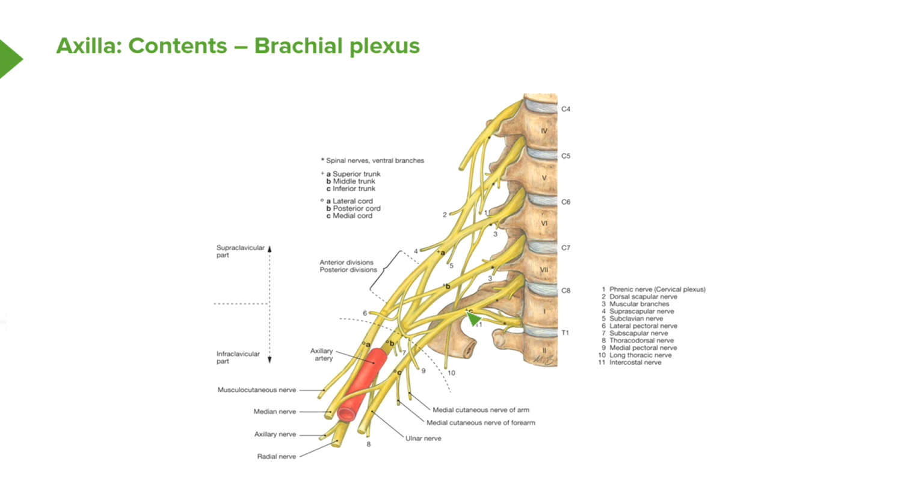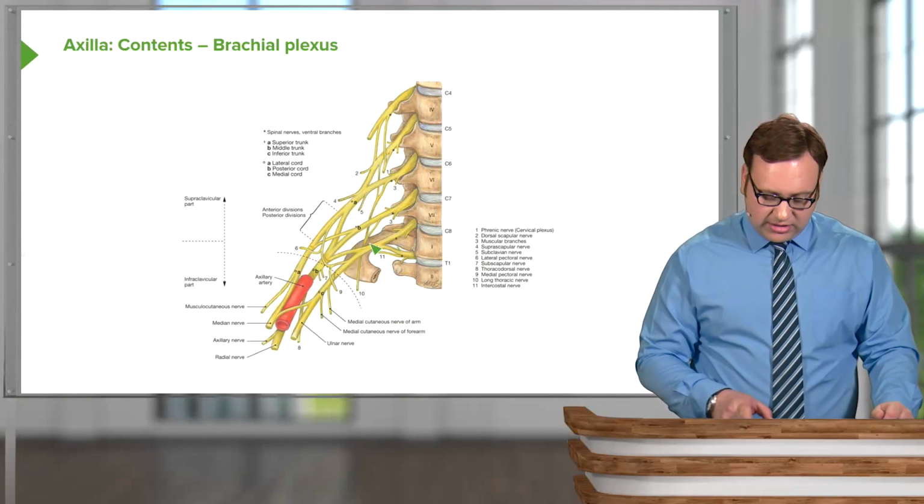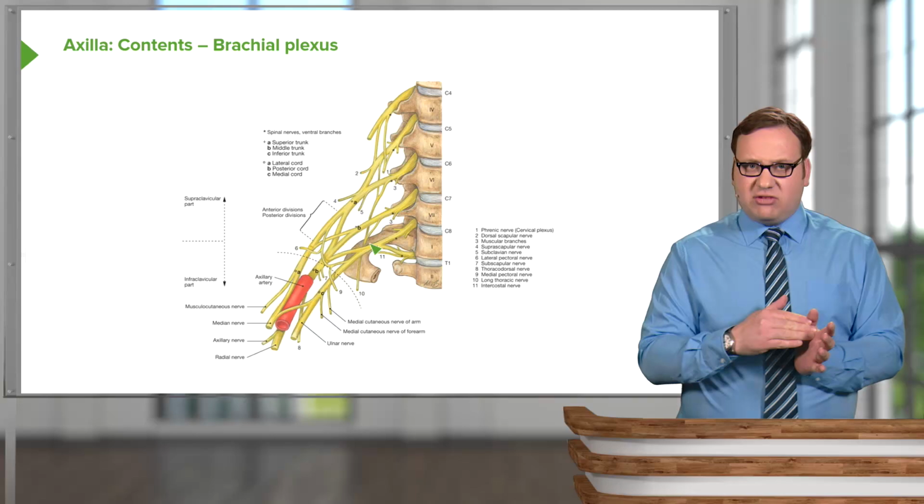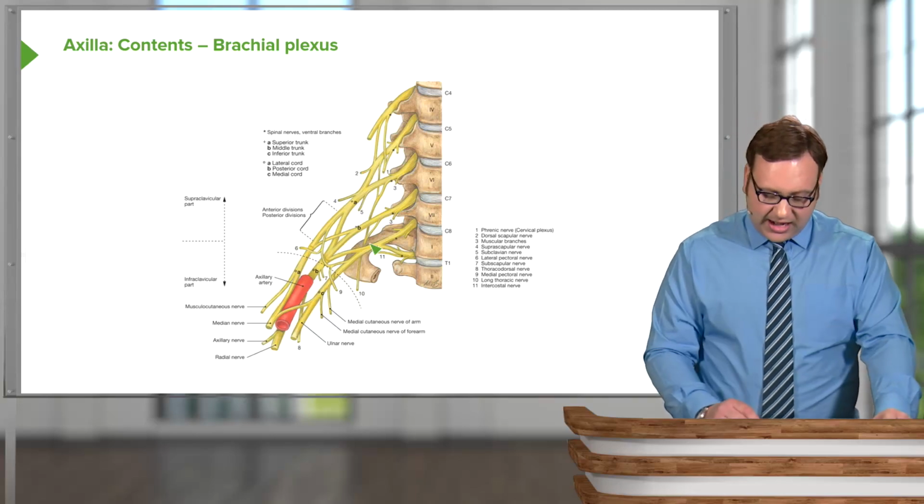We call this the supraclavicular part of the brachial plexus because it's above the clavicle. C5, C6 form the superior trunk, C7 forms the middle trunk, C8, T1 forms the inferior trunk. We've gone from 5 roots down to 3 trunks. This is all between the neck and the cervico-axillary canal. We're still above the clavicle.